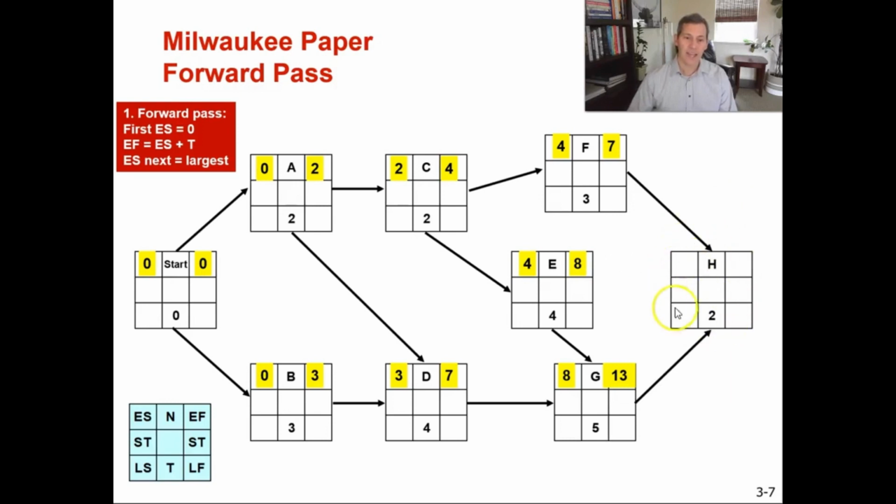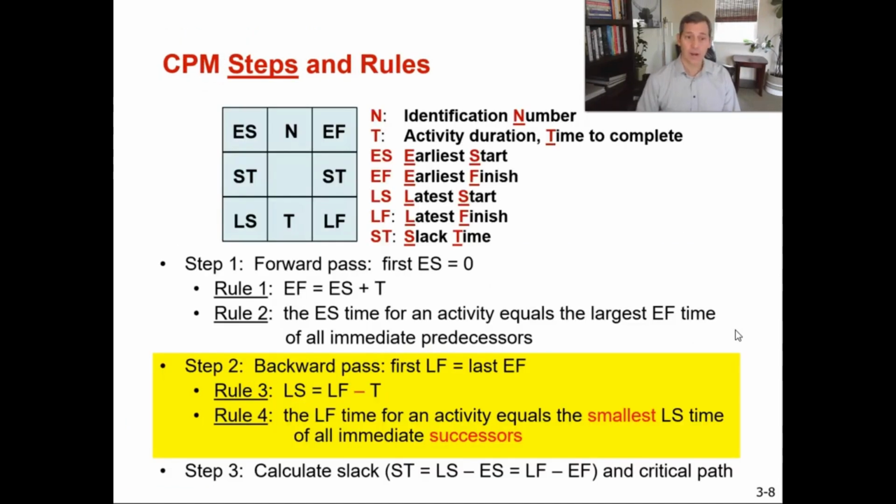Now for activity H, you're going to also have a decision between activities F and activity G to determine what is our early start and early finish for activity H. So activity H, your early start is 13 weeks. It has a 2-week duration, so you will be done with your early finish at 15 weeks. Okay, but we're not done. Now we have to do our backward pass.